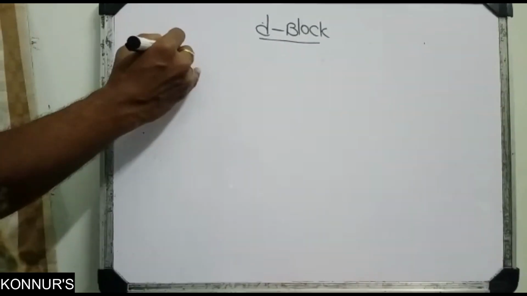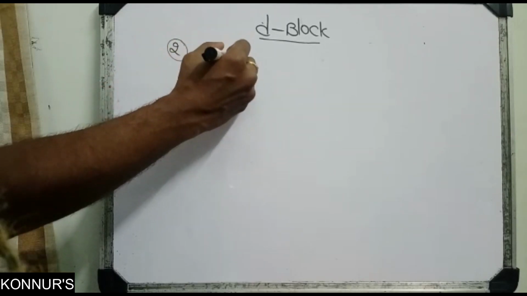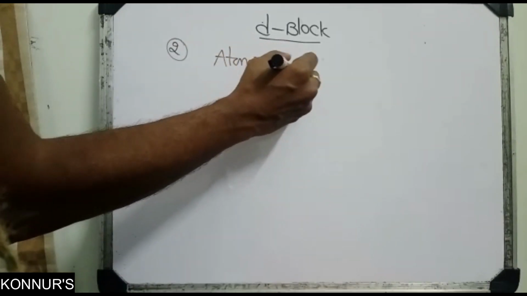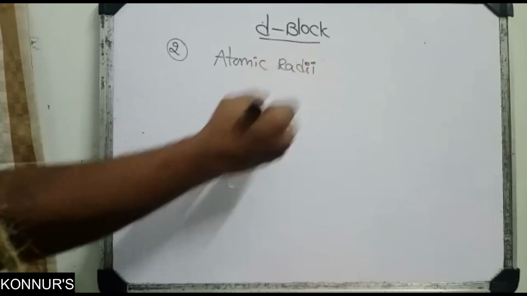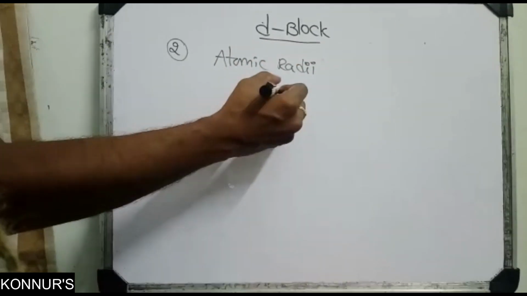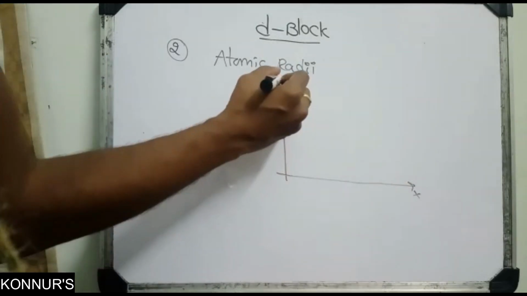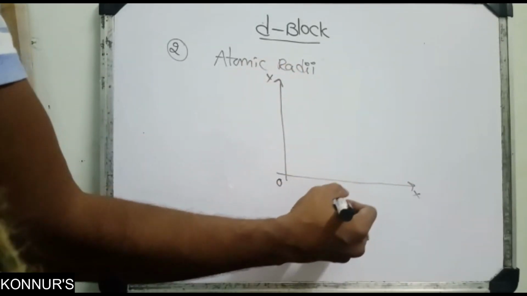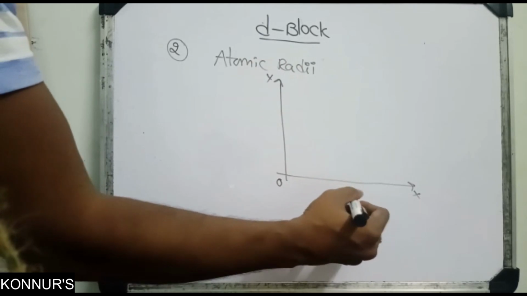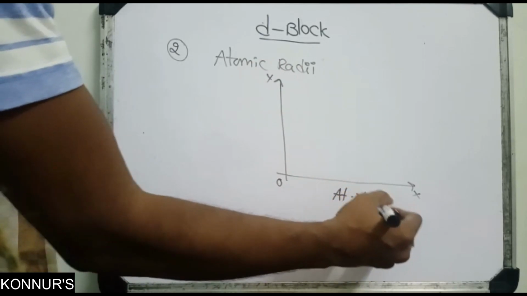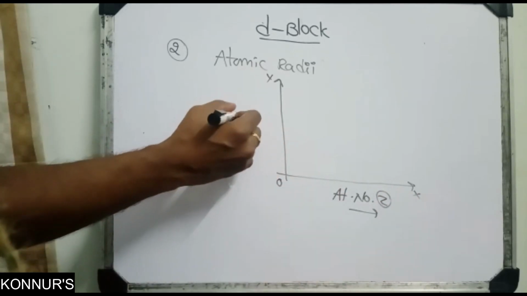Next, the second property: atomic radius. Suppose you take the x-axis and y-axis; the x-axis is the atomic number, the Z value, and on the y-axis you take the radii.